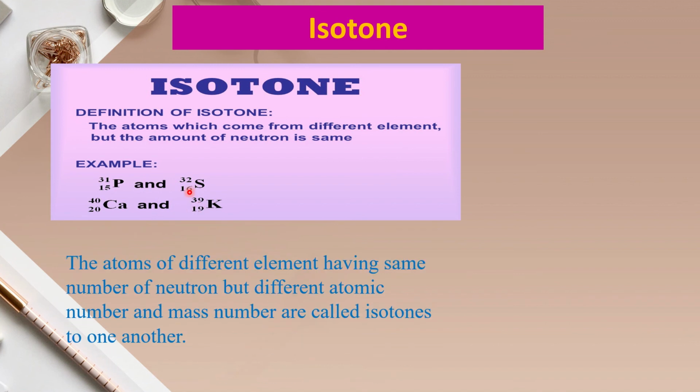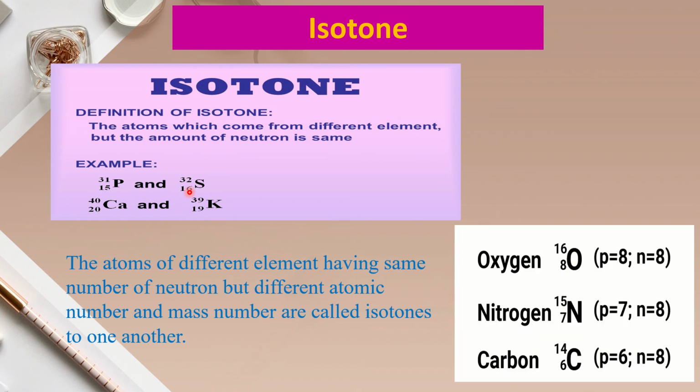The atoms of different elements having the same number of neutrons but different atomic numbers and mass numbers are called isotones to one another. Look here, oxygen, nitrogen and carbon. Oxygen atomic number 8, nitrogen 7, carbon 6.